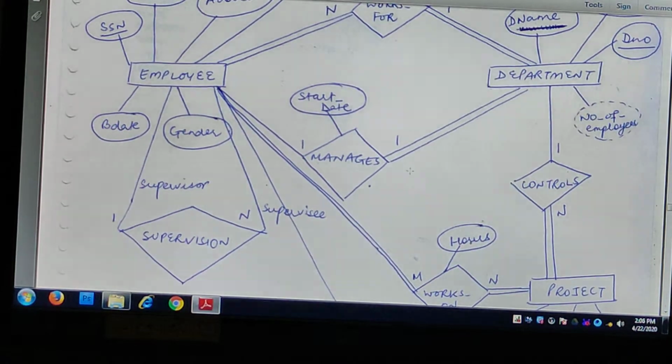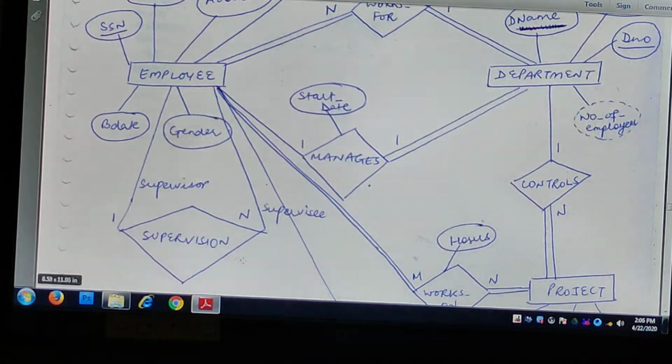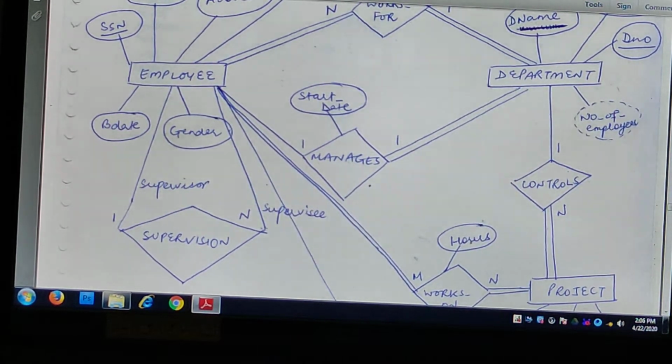Then we have this recursive relationship. A recursive relationship is a relationship where only one entity type is involved. An entity type having a relationship with itself is known as a recursive relationship. That is supervision. Obviously the supervisor of an employee will also be an employee of the company. So this is 1 to N. It means one supervisor is supervising multiple employees. This is the supervision, 1 to N.